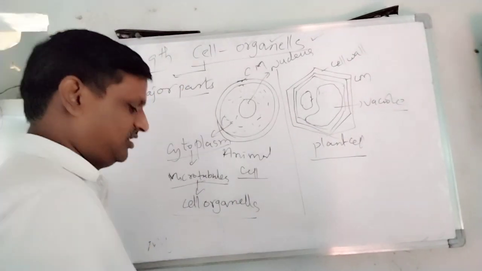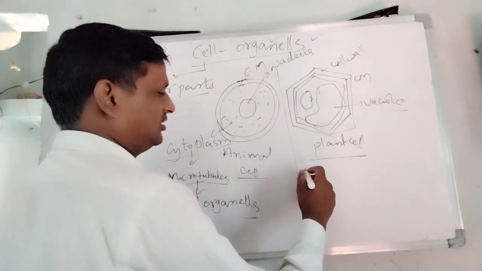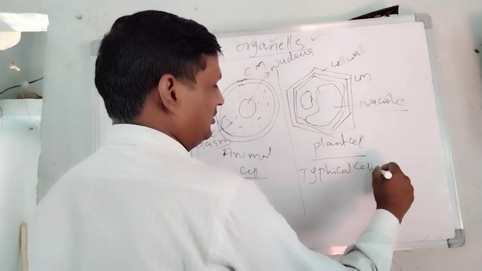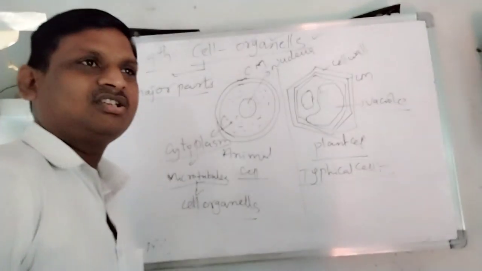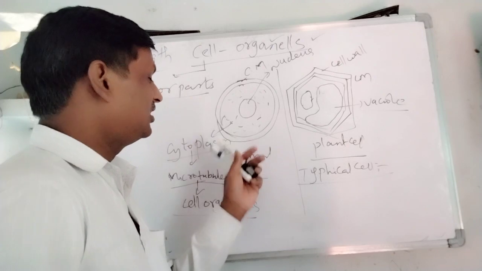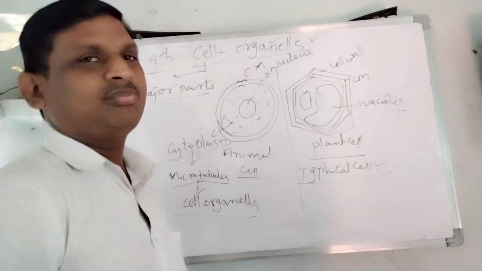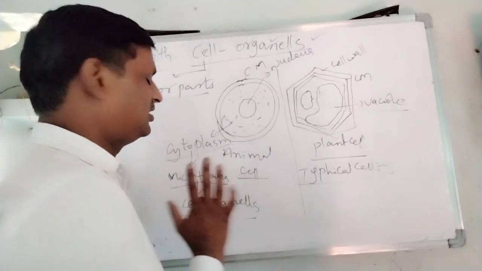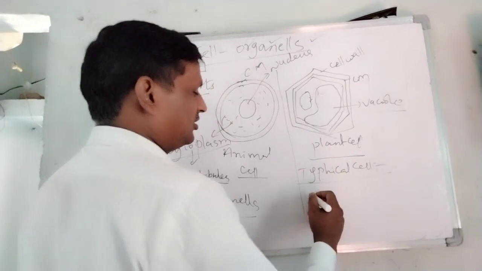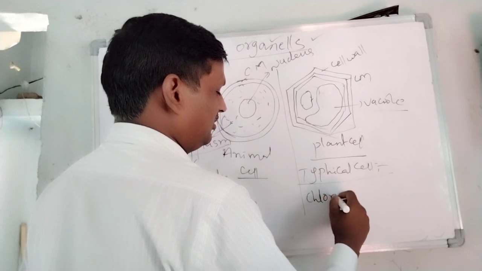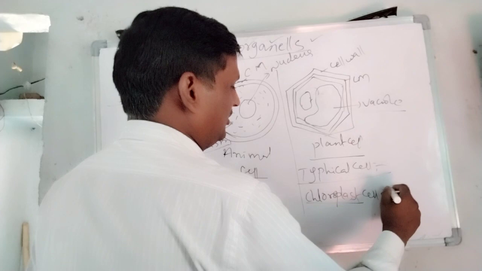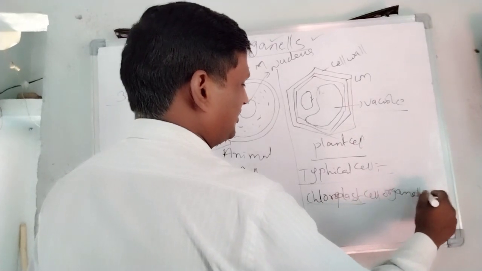Let us see the differences, and before that let us see what a typical cell is. In a typical cell, cell organelles are generally present in both the plant cell and the animal cell. In all cells the cell organelles are present. But for example, what is a typical cell? Suppose we see the chloroplast; the chloroplast is a cell organelle.